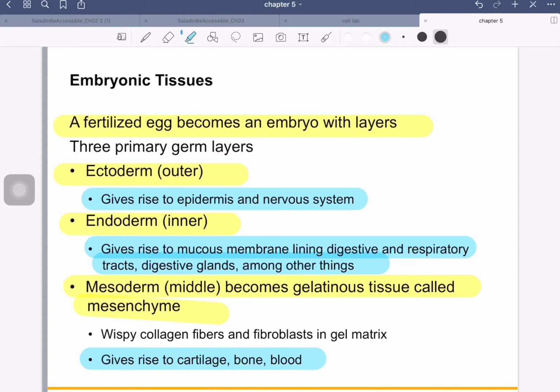So these tissues tend to have these wispy collagen fibers and a group of cells called fibroblasts, which make the matrix.